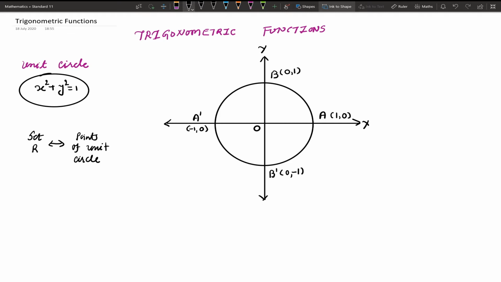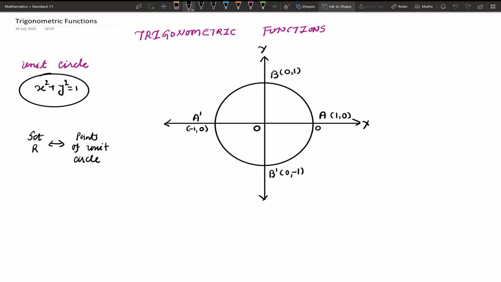Now we are going to relate real number with points of unit circle. Now in real number we have two types of real number, positive and negative. First of all, for real number 0, the corresponding point is A. For 0, corresponding point of unit circle is A, whose coordinates are 1, 0.